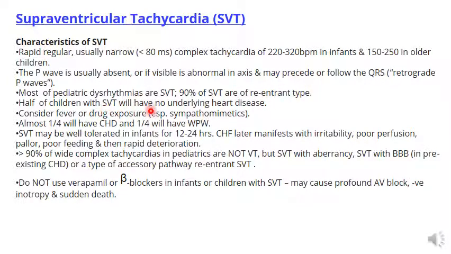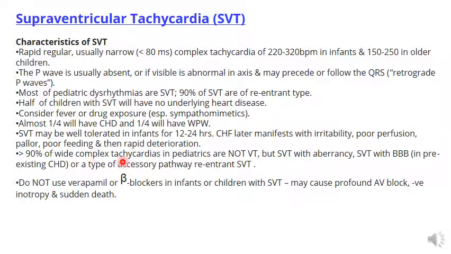50% of children with SVT will have no underlying congenital heart disease. Their heart is normal by echo and by clinical examination. Consider fever and drug exposure, especially sympathomimetic drugs, which may initiate this type of arrhythmia. 25% will have congenital heart disease, and 1/4 will have Wolff-Parkinson-White syndrome. SVT may be well tolerated in infants for 12 to 24 hours. I mean, they will not develop dyspnea, tachypnea, and heart failure. Congestive heart failure later manifests with irritability, poor perfusion, poor feeding, pallor, and rapid deterioration. May have loss of consciousness.